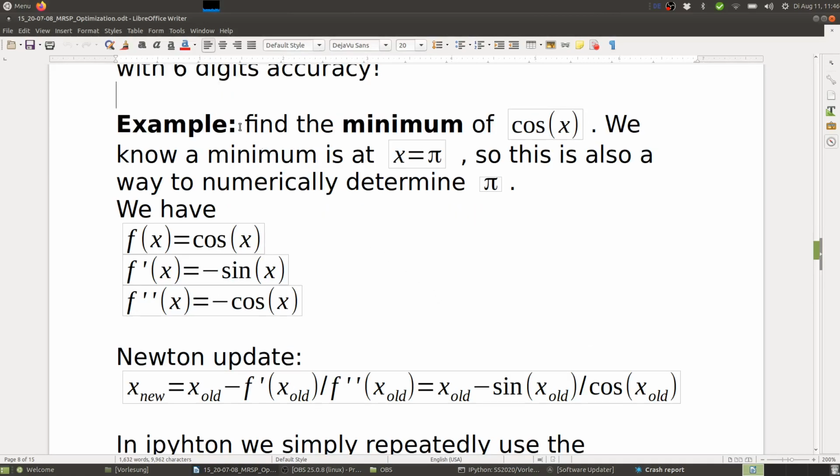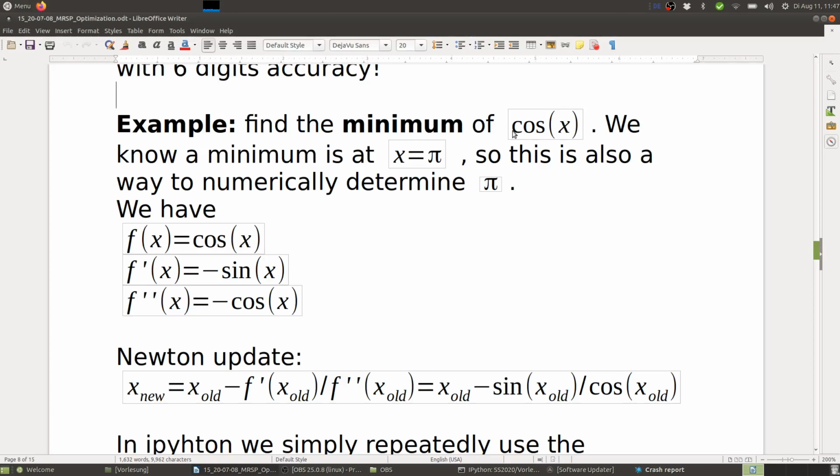So here's an example for finding the minimum. Now the minimum of cosine of x. We know a minimum is at x equals pi, right? Cosine of 0 is 1, and cosine of pi over 2 is 0, and cosine of pi is minus 1, and that's the minimum of this cosine function. So this is also a way to numerically determine pi, right?